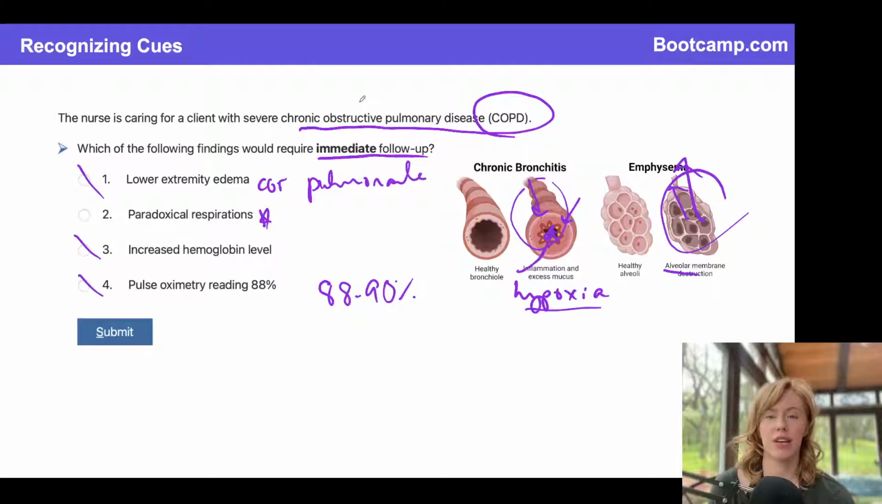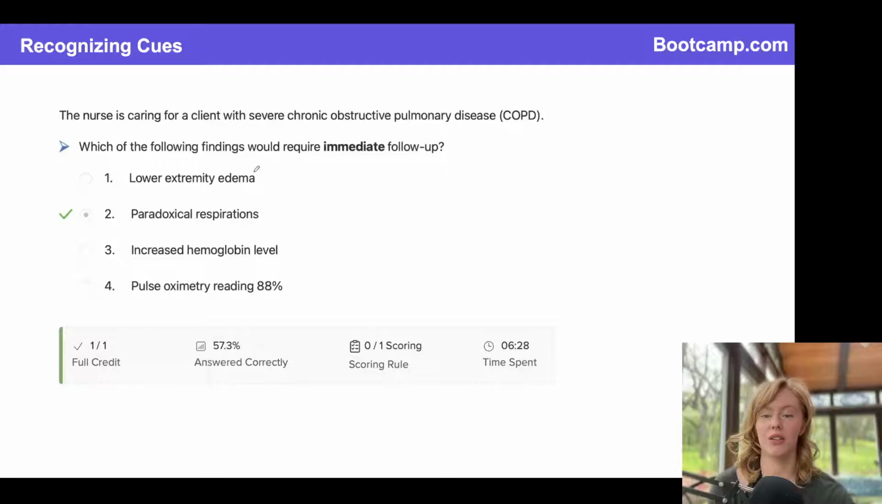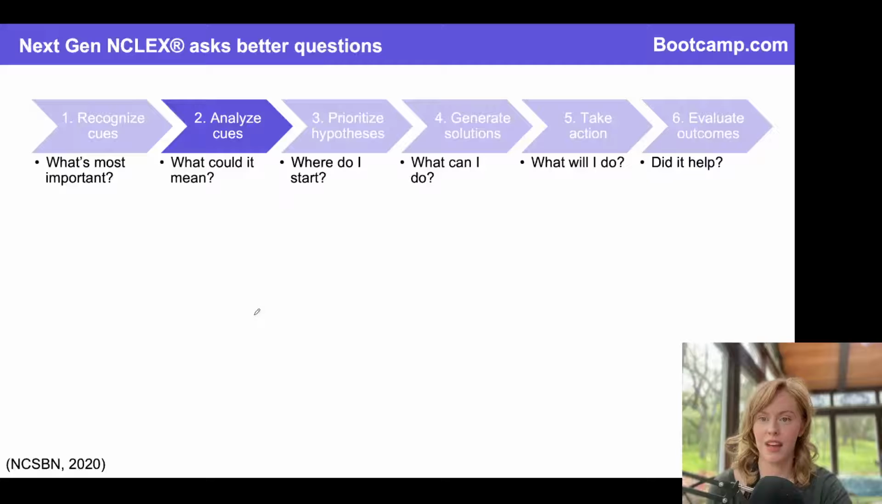So out of all of these, the only one that's going to require immediate follow-up, and it should always warrant immediate follow-up on the NCLEX, is paradoxical respirations. And we're correct. As you can see, only about half of our users in our bank got this right. So you guys who got this one right are already ahead of the curve, above average. So well done.